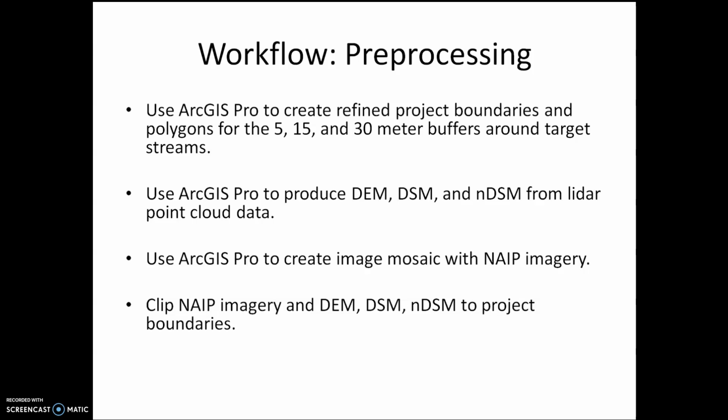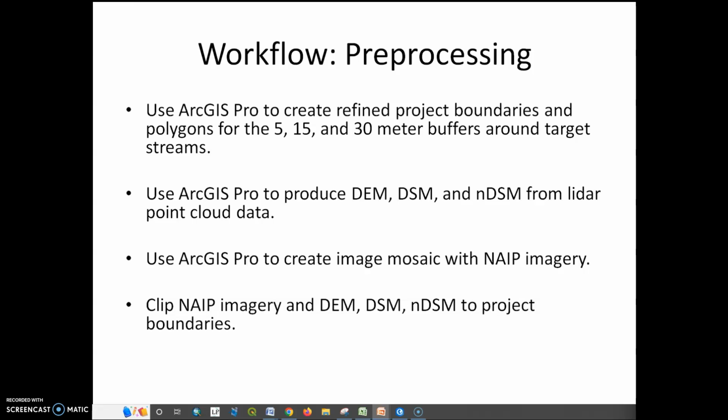I'm going to use ArcGIS Pro to produce my elevation rasters, and I'm going to do that from the LiDAR point cloud data. As you saw on the previous slide, I'm using ArcGIS Pro also to create the image mosaics for the NAIP imagery, and then I hope to clip all of the pre-processed work to then be imported into eCognition. How exactly I clip that data and what exactly I clip it to, I'm still working through, but I imagine it's going to speed up the process in eCognition if I can get those data sets reduced quite a bit.